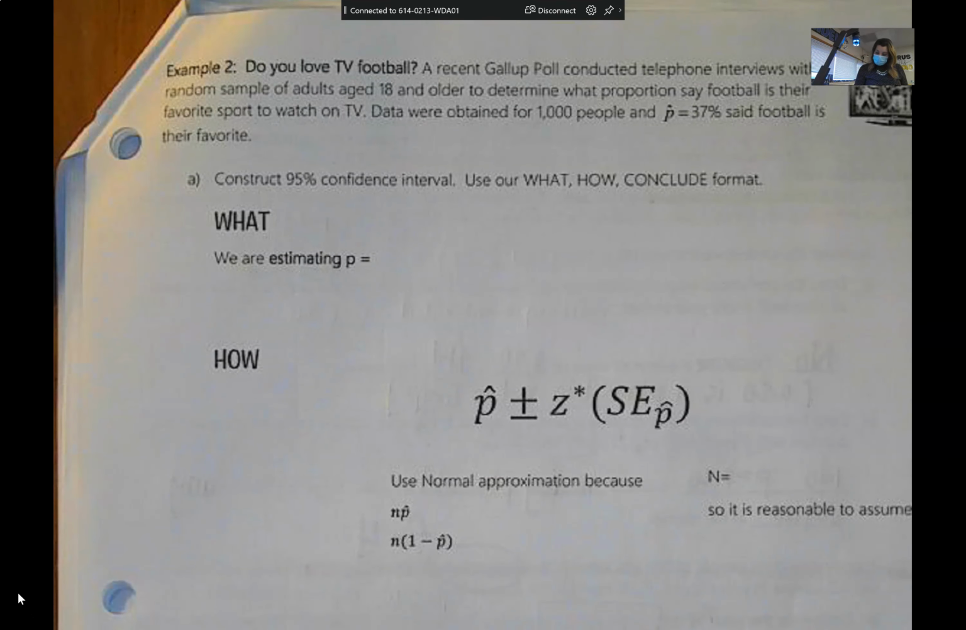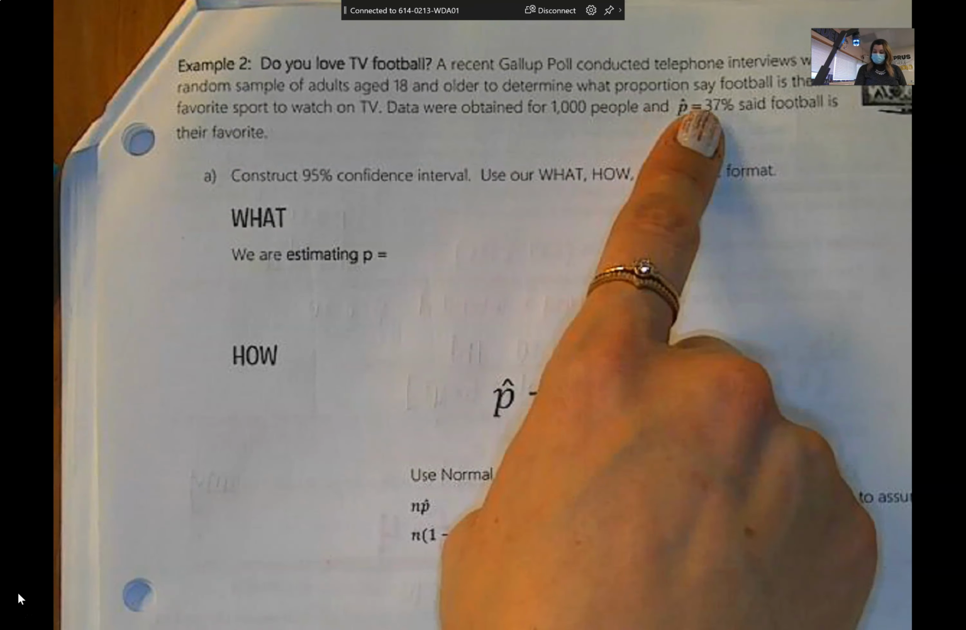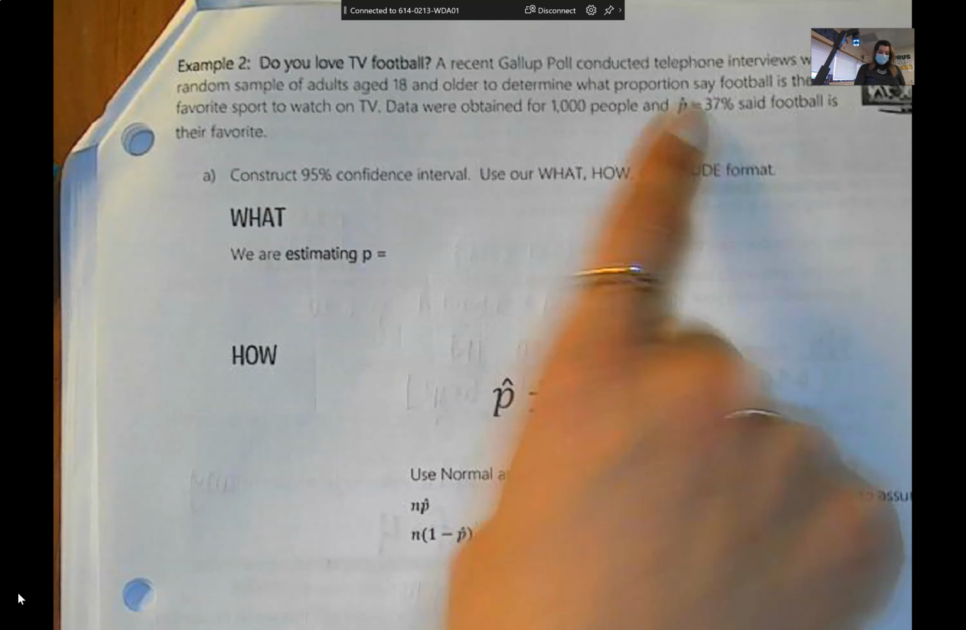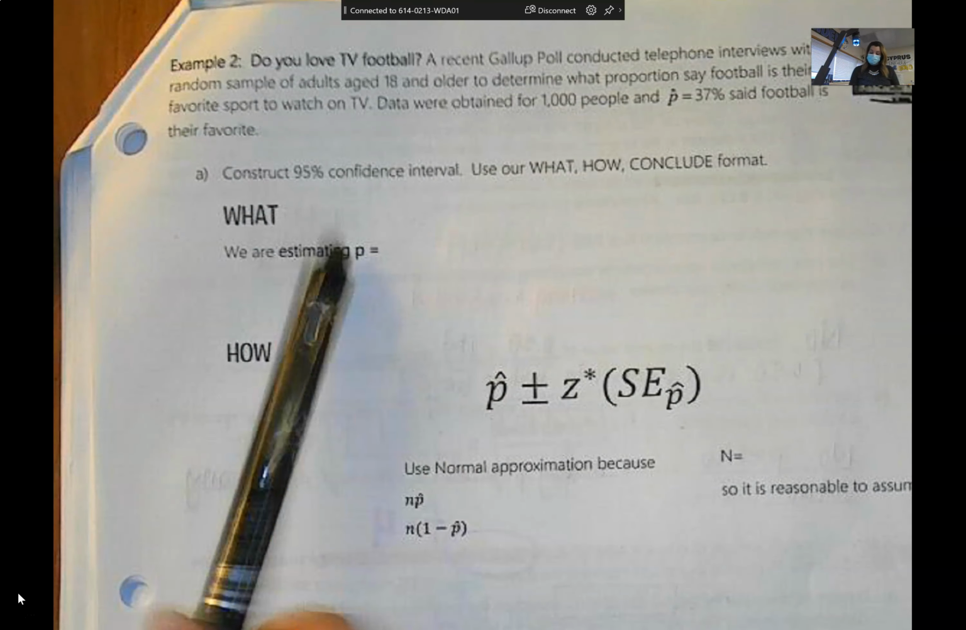So a recent Gallup poll conducted telephone interviews with a random sample of adults aged 18 and older to determine what proportion say football is their favorite sport to watch on TV. Data were obtained for 1,000 people, and P hat is 37%. So let me help you with this first one.